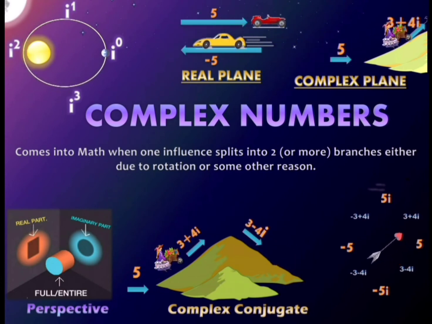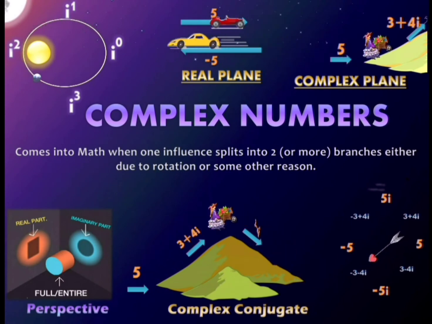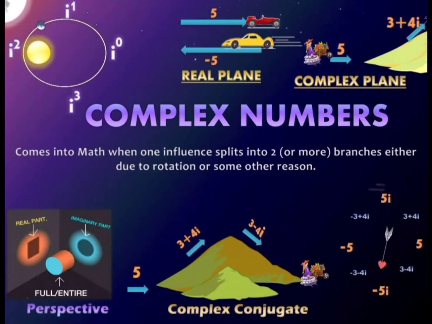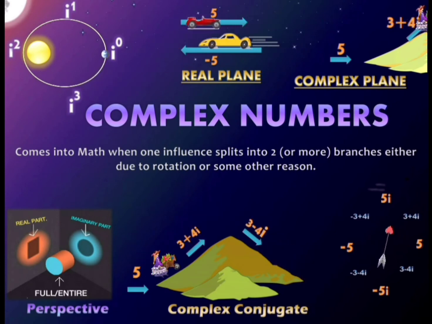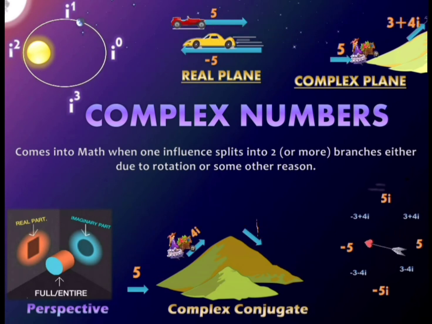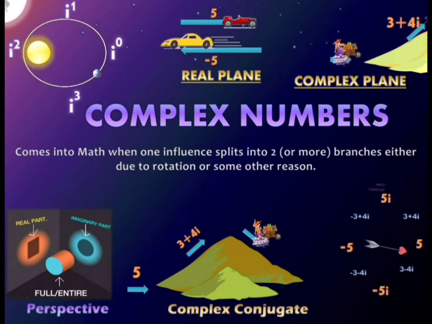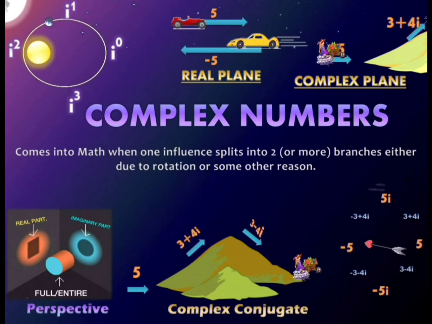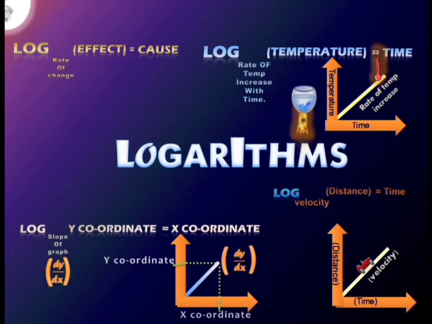What if someone tells you that complex numbers come into math when one influence splits into two or more branches, either due to rotation or some other reason? One branch is called the real part, the other the imaginary part. What if an e-book tells you that complex conjugates are nothing but vertically opposite mirror images of each other? 3 plus 4i is like climbing the uphill of a slope, and 3 minus 4i like going downhill.